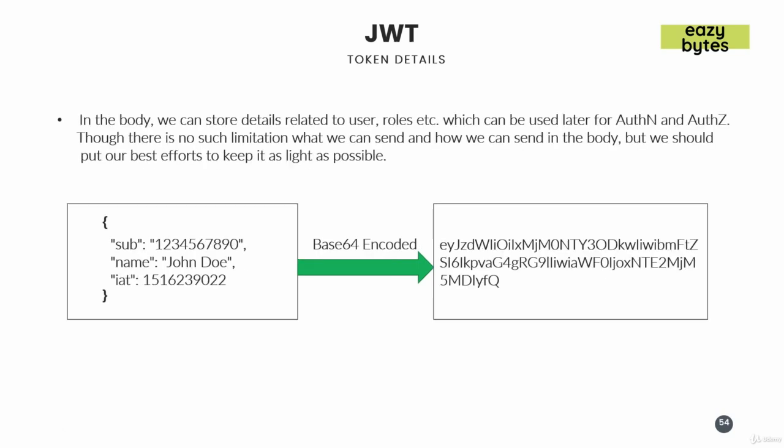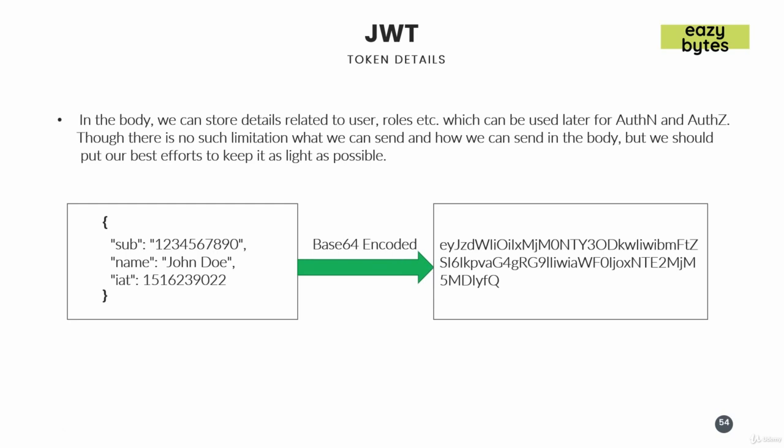After the header part, we have a body part where we can store data related to the user, their roles, which can later be used for authentication and authorization purposes. And there is no limitation on what we send inside the body and what the size of it is. We can send any size of data inside the body part, but it's our responsibility to keep it as light as possible so that we don't create latency issues in the network.